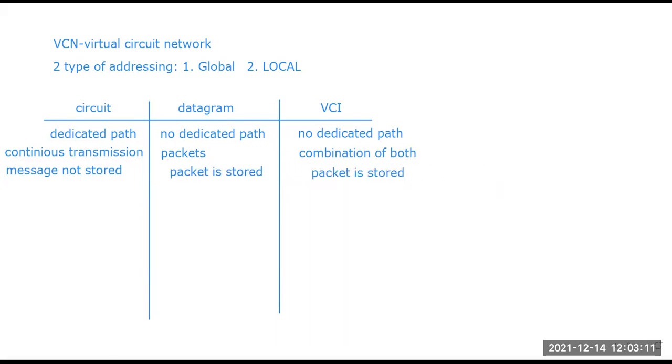Then the delay: there will be very little delay in circuit switching. The signal delay will be very less with respect to the others, right? So delay is very less. While in datagram, there is a delay. In VCI also, the same, there is a delay. So these are the basic differences between circuit and datagram packet switching techniques.